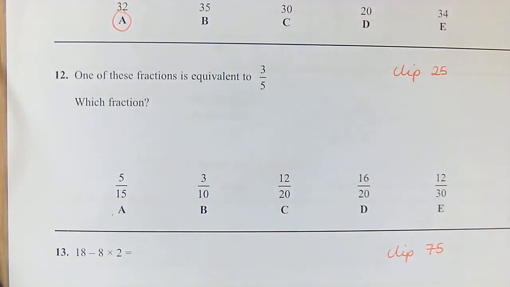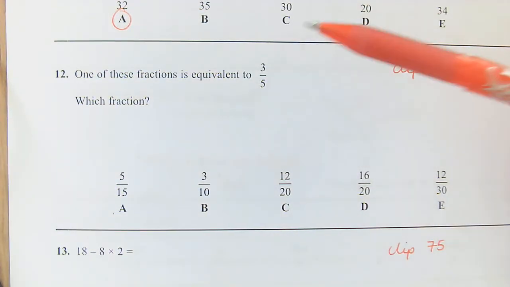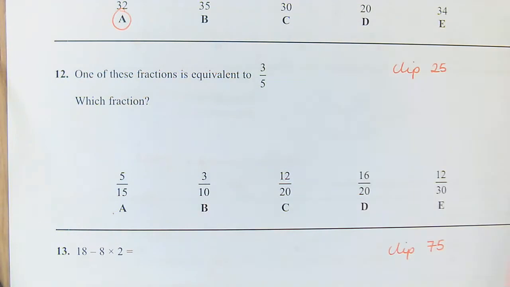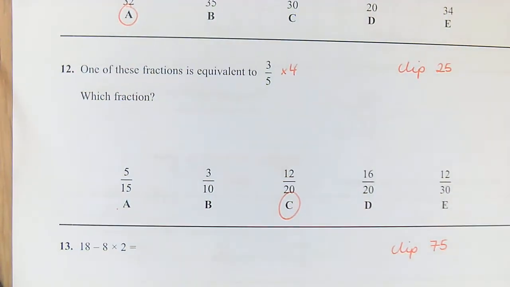Okay, equivalent fractions now. So what we need to do is make sure that the numerator and the denominator are multiplied by the same number. So for this one, I could multiply both numbers by 4 to get 12 over 20.